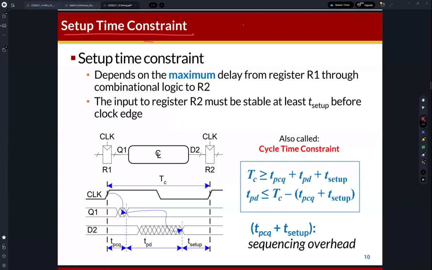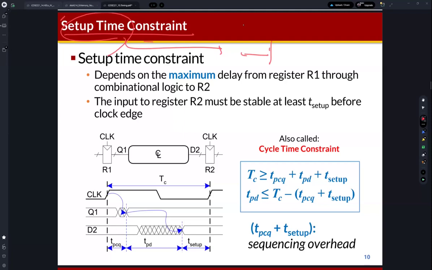So then what's the setup time constraint? Then what's the setup time? When I explained about the setup time, I said that the input of D flip-flops needs to be stabilized the setup time before the rising edge of the clock.